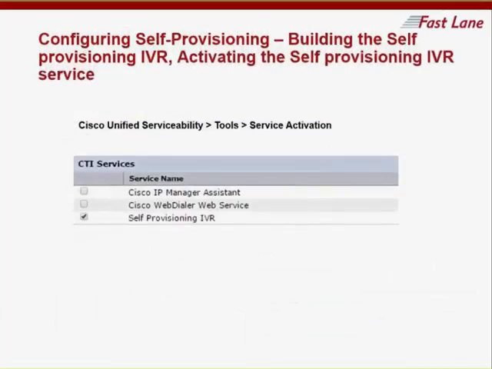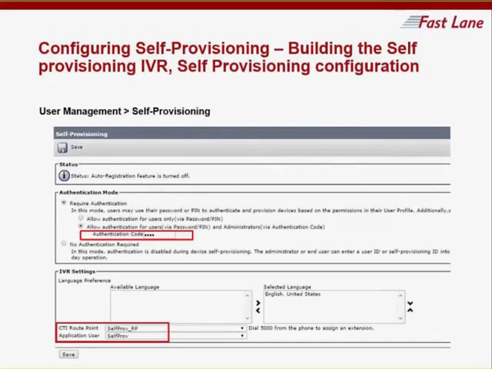What's next? We have to activate the self-provisioning IVR service. That's a new service on Call Manager on the publisher that has to be activated. What's next? What we need to do now is build the IVR service. So this is a new feature. Under user management, where you'd find your end users and application users, you now see self-provisioning.